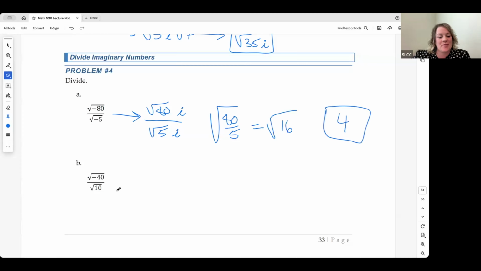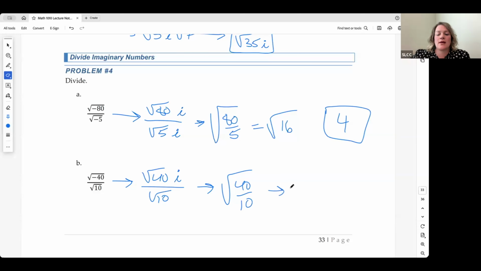All right, let's look at part B. In the numerator, I have the square root of negative 40. So this is the square root of 40 times i. In the denominator, square root of 10. Now that I've taken out the i, I can mush it together like I did on A and get 40 over 10, which is just 4. And the square root of 4 is 2.